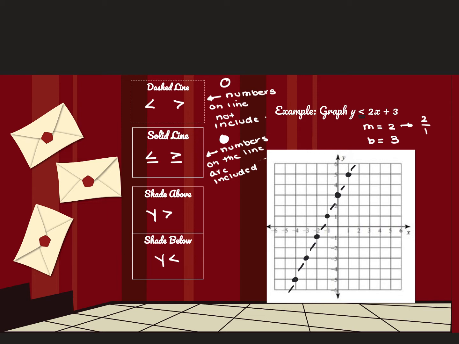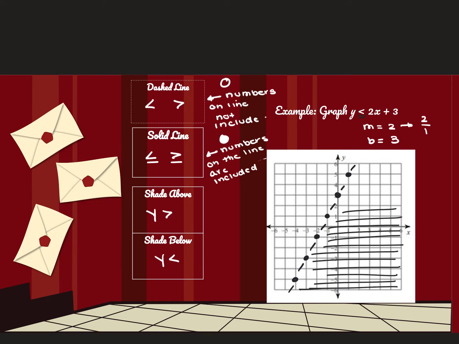All right, so looking here, I've plotted my slope. I plotted my y-intercept and used my slope to find additional points. I've used a dashed line because I have strictly less than. Now I have to look at whether I'm shading above or below. Looking here, I have y is less than. So I want those y values that are smaller. So I'm going to shade below my line.